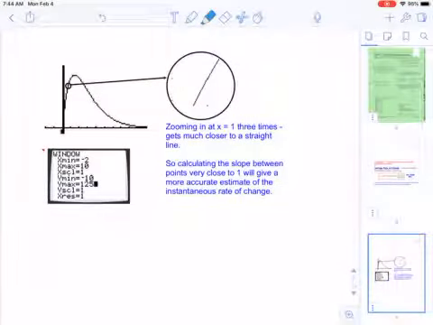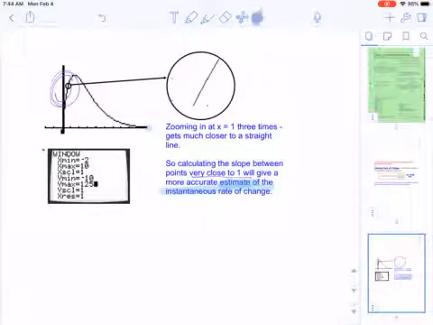So here's basically what we're saying. This is that picture of the door, the number of degrees versus time. And what we're talking about is, what if I zoom in a whole bunch right in this little area right here? If I zoom in enough, it basically becomes a straight line. And so if I calculate the slope between 2 points really close to 1, it will give a more accurate estimate, but still an estimate, of the instantaneous rate of change.